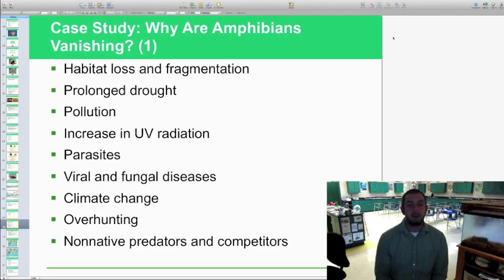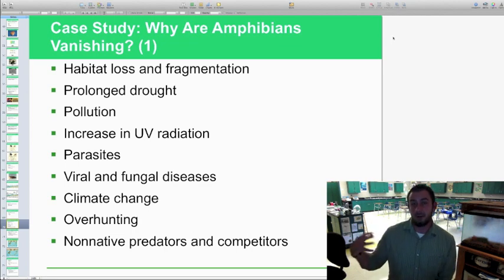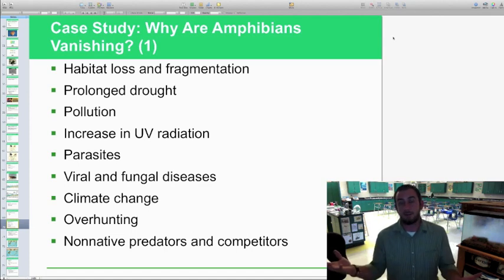Case study, why are amphibians vanishing? Well, a lot of times, as we talked about before, people in Brookstone who live out that way have habitat loss because they filled in those wetlands to build houses. And a lot of times that happens. And amphibians, they need water and land. That's what amphibious means. So if they lose their habitat, then they're not going to have anywhere else to go. They have to have that specific type of range.